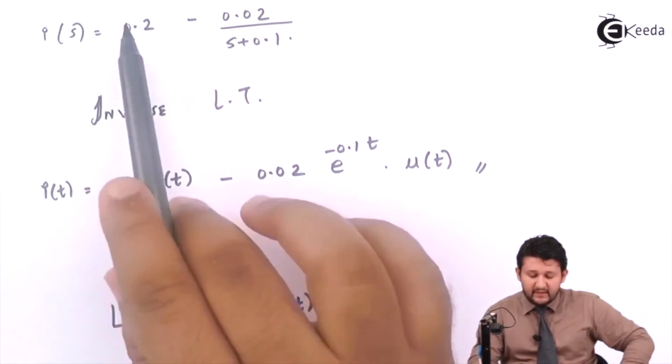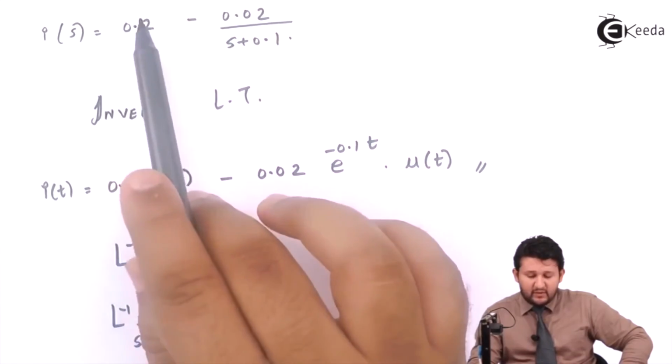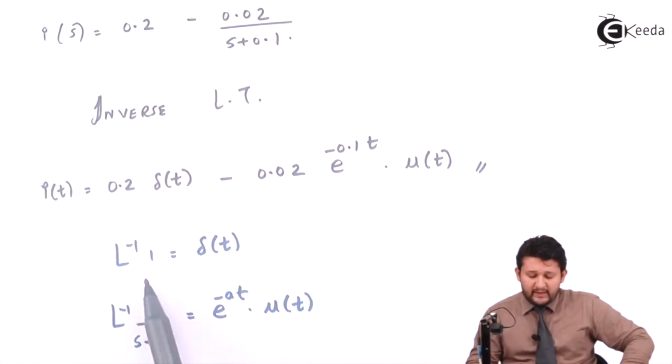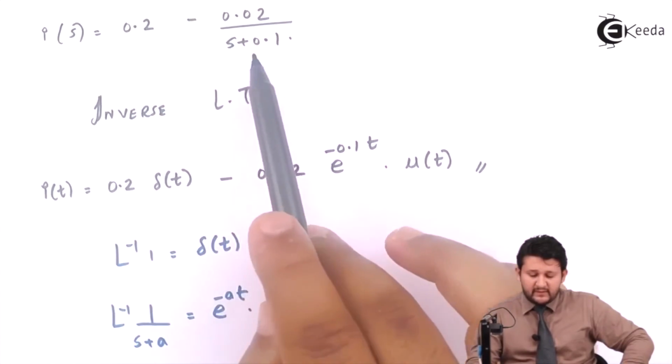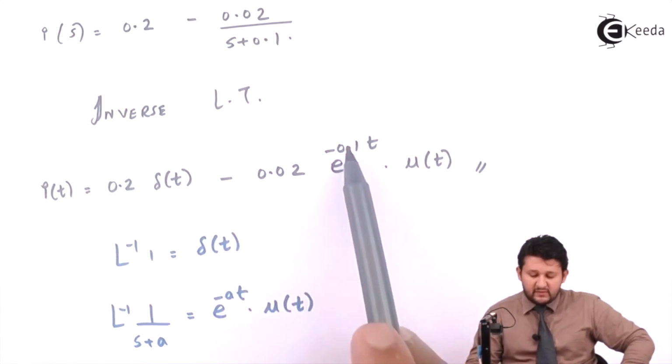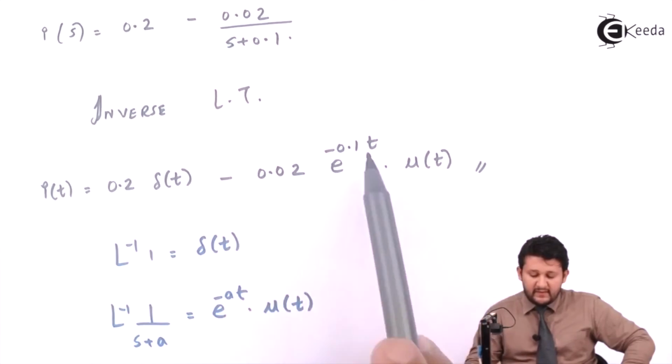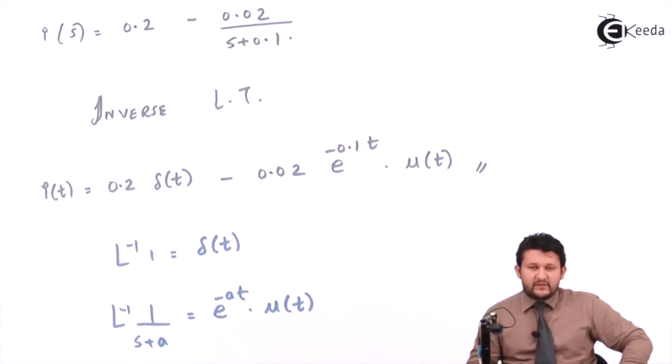Apply inverse transform. So 0.1, this is nothing but constant. Laplace inverse of 1 is nothing but your delta of t. This is your constant. So plus, it will be e raised to minus 0.1t, and 1 upon S will be u of t. That will be your equation of I of t.